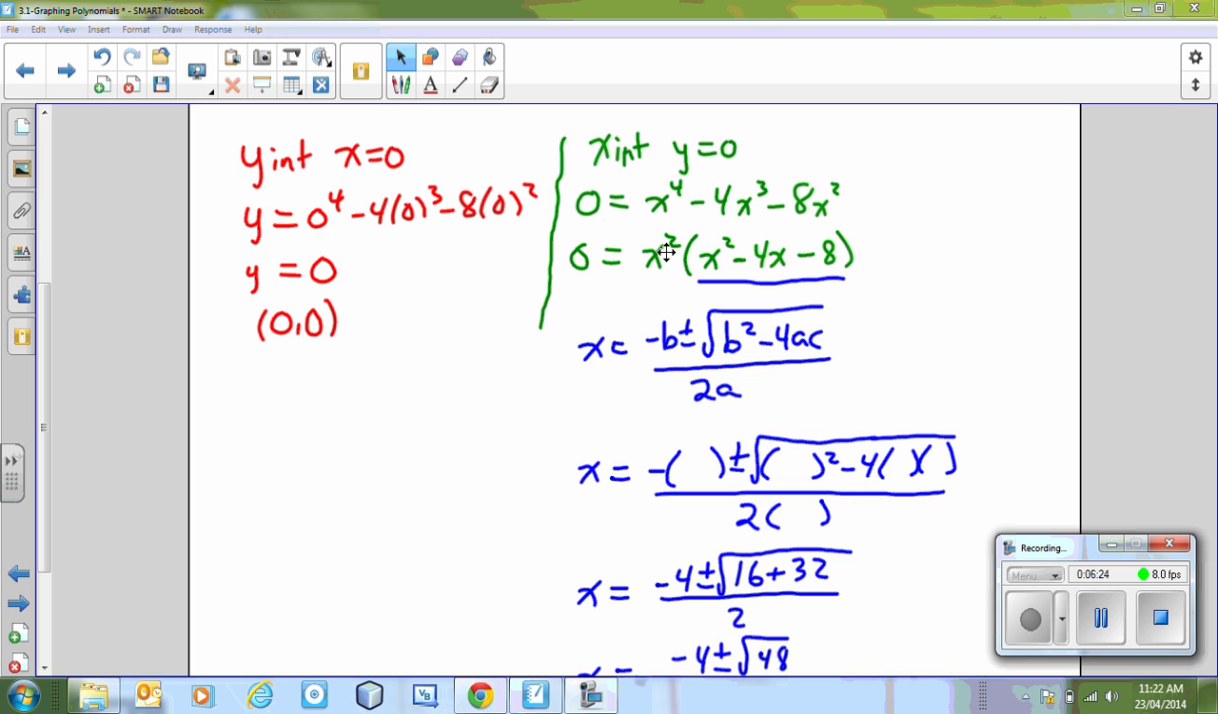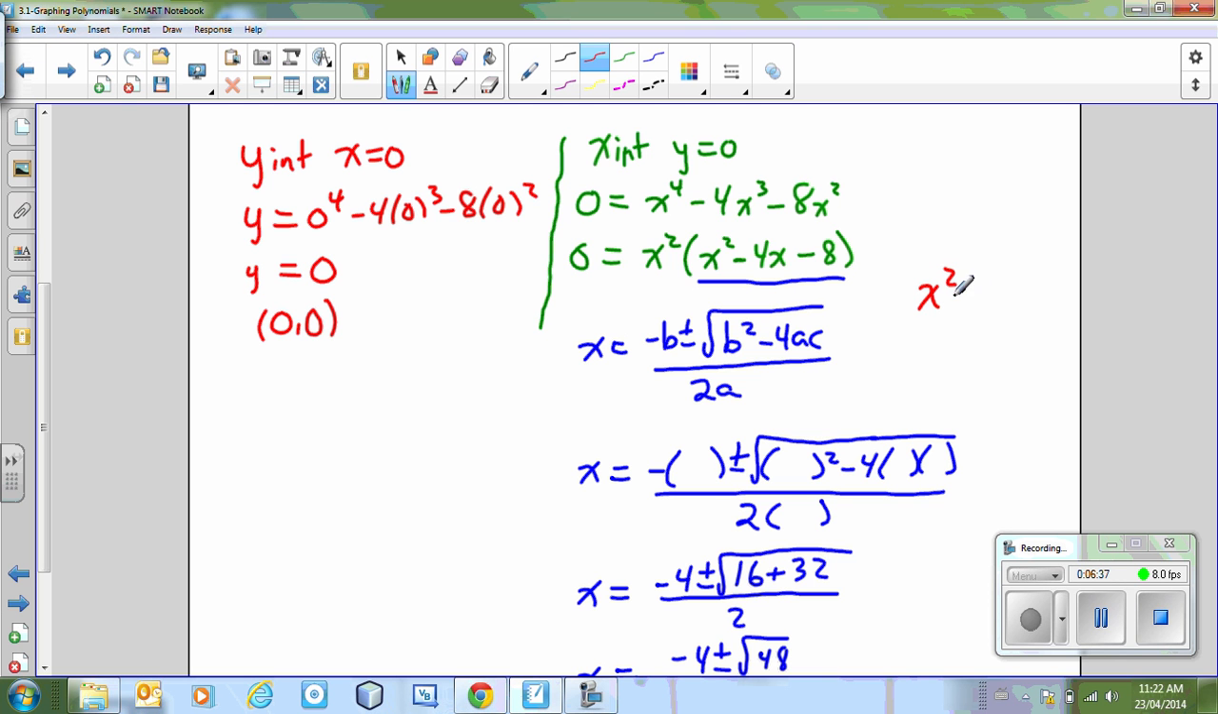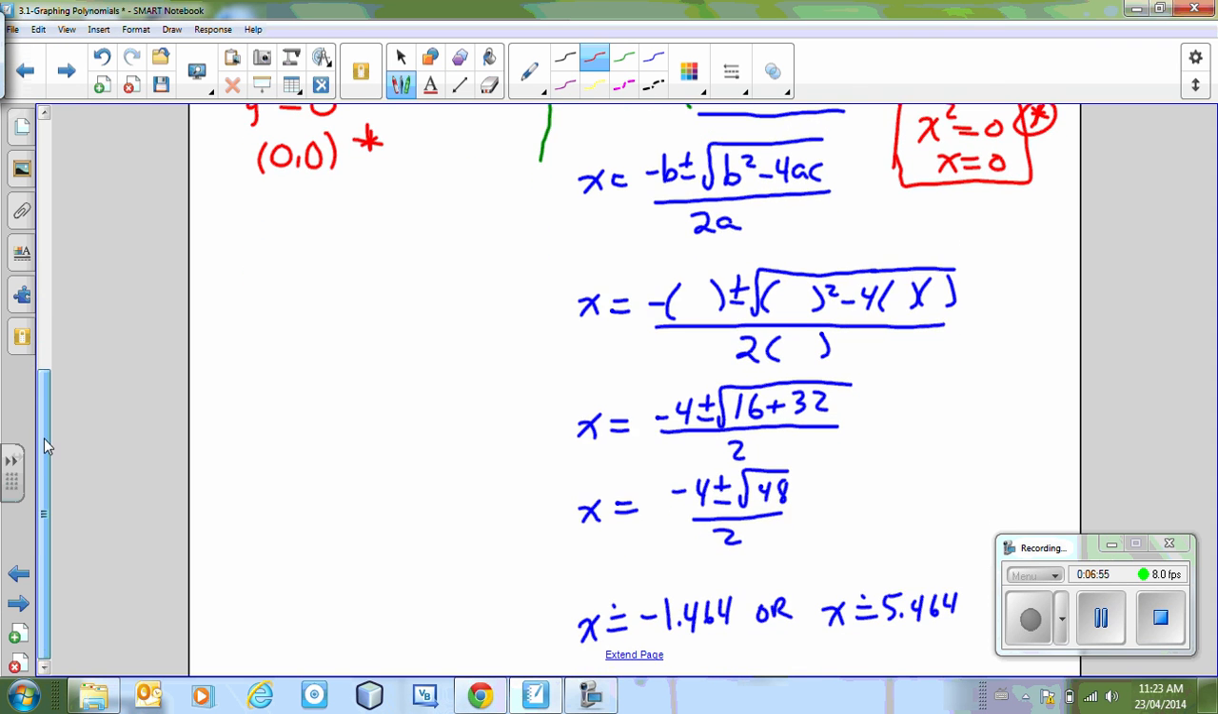2 times all of this doesn't change the value of x, but x squared, an unknown value here, is one of my solutions. Now it turns out that in this case, if x squared is 0, then x is 0. It happens that that is the same solution as over here, but it certainly doesn't have to be that way. So if you're looking for intercepts, you must consider the x squared as one of the solutions.